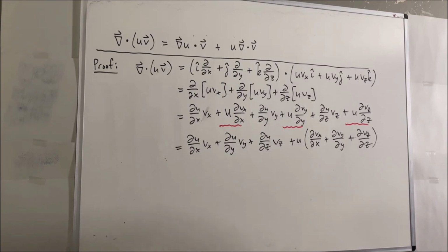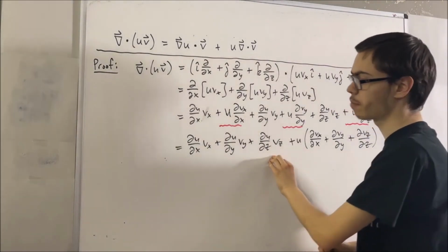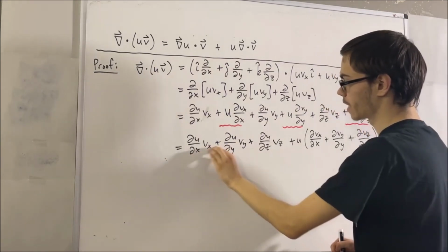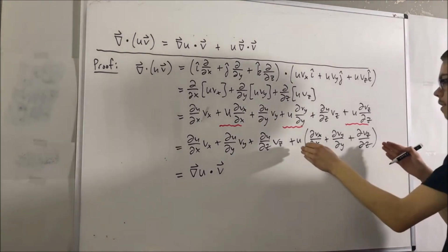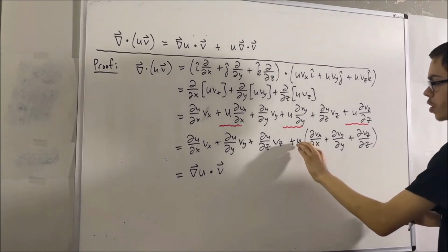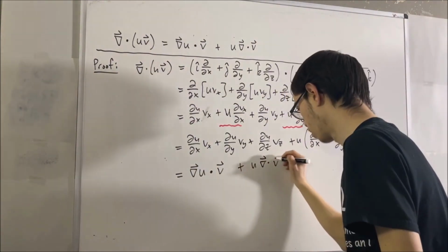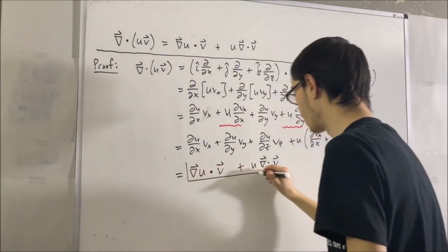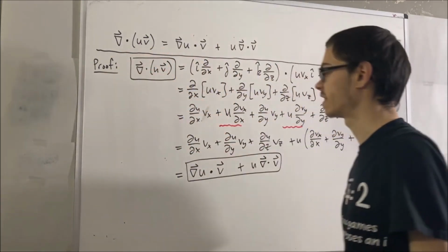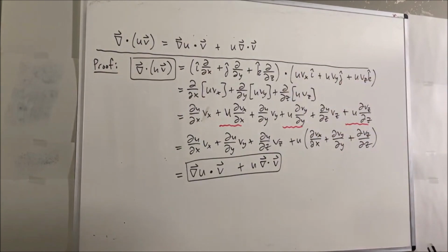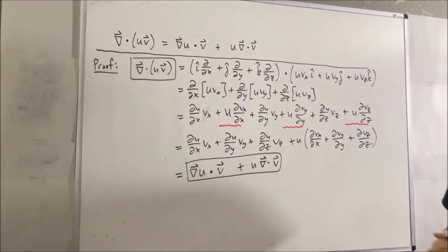Now the thing to notice from here is that these first three terms are really a dot product. It's the dot product of the gradient of u with vector v. And for this portion, it's really just u times the divergence of v. And so now we have proven that the property holds. These two things are in fact equal to each other. And so this is basically the whole idea. So now we have proven this, and so this is basically it for this video.